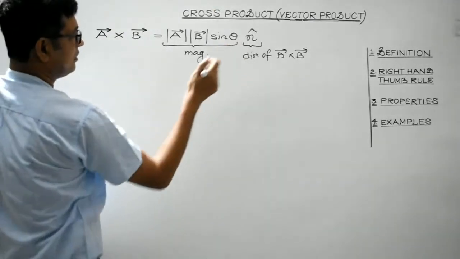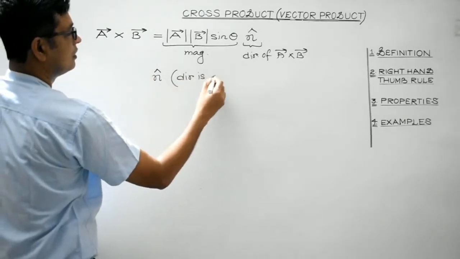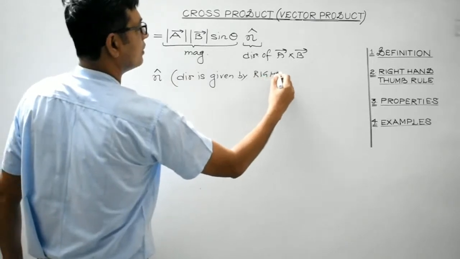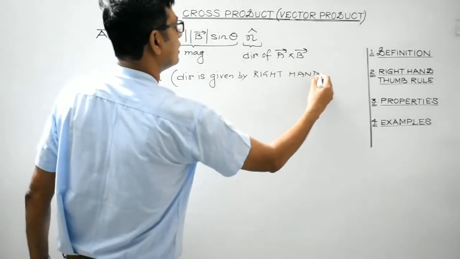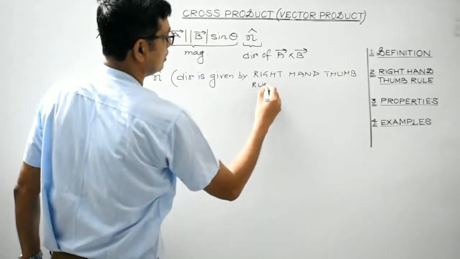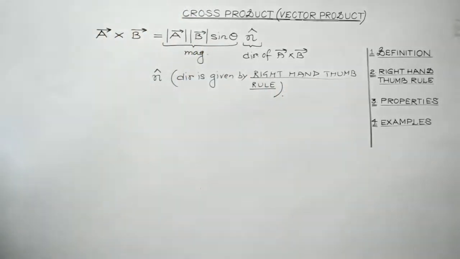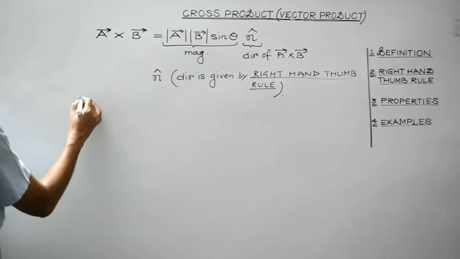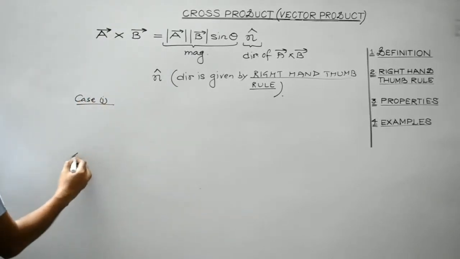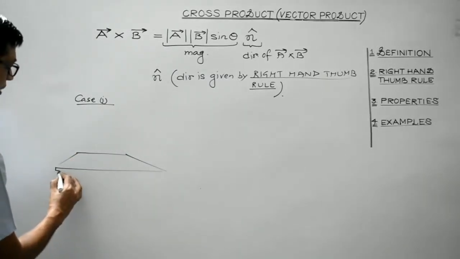Now the n cap direction is given by the right hand thumb rule. This is the rule which we will now be discussing. This is a very, very important rule. So let's consider case 1. Look, this is a plane. Suppose this is a horizontal plane where A vector and B vector both are lying.